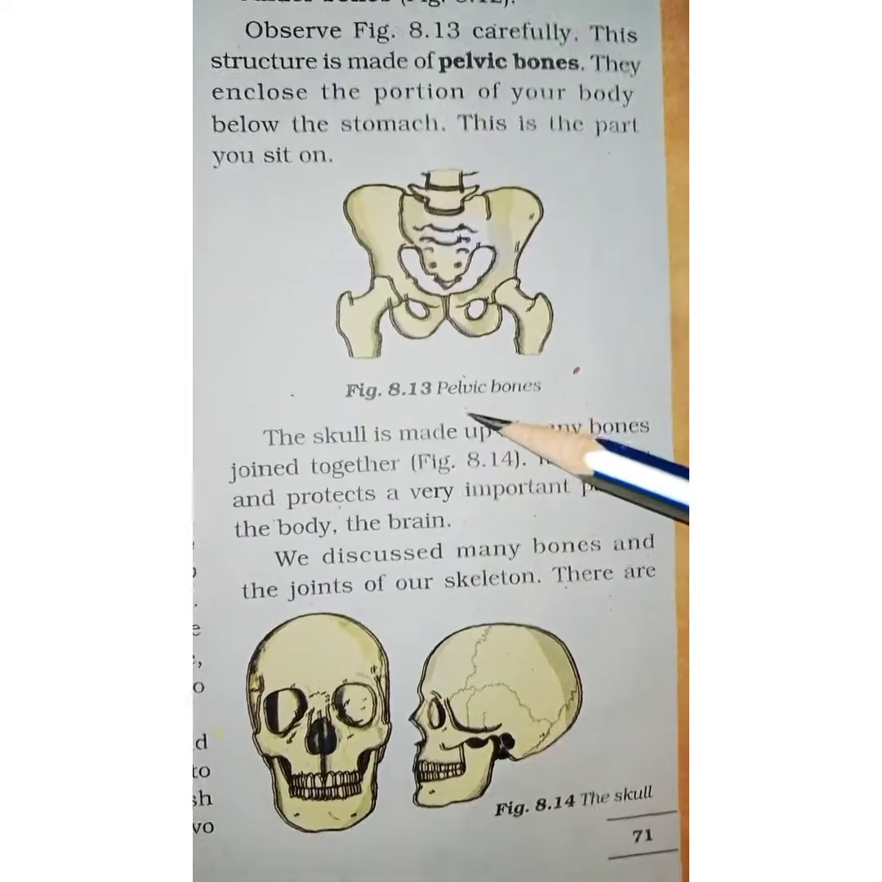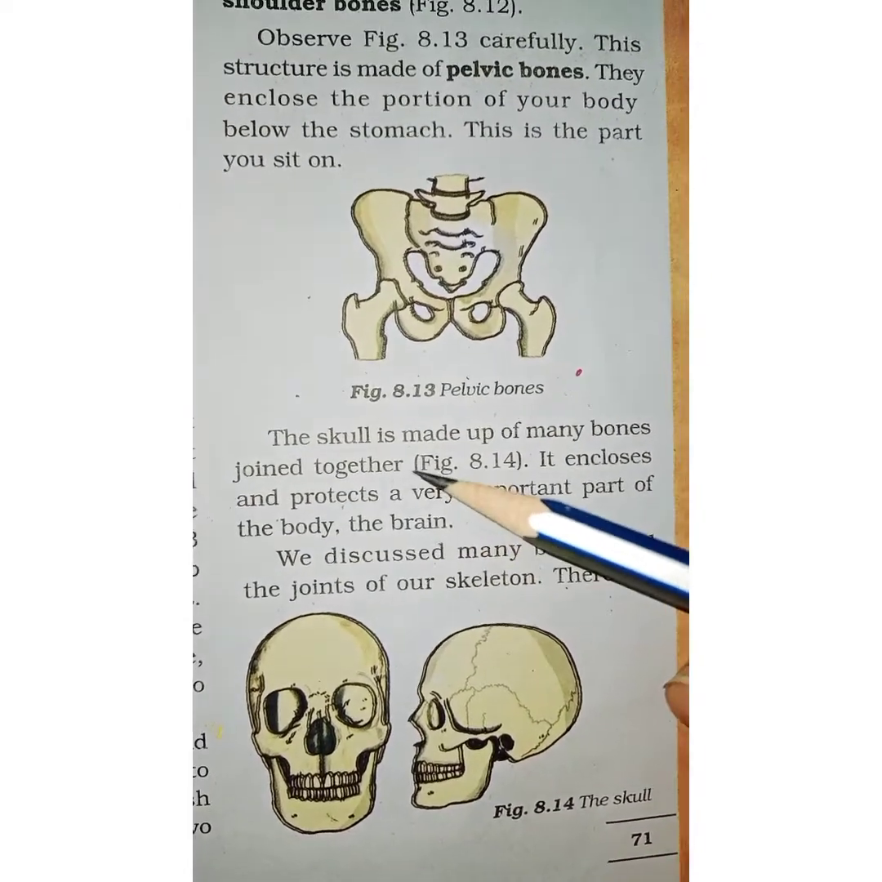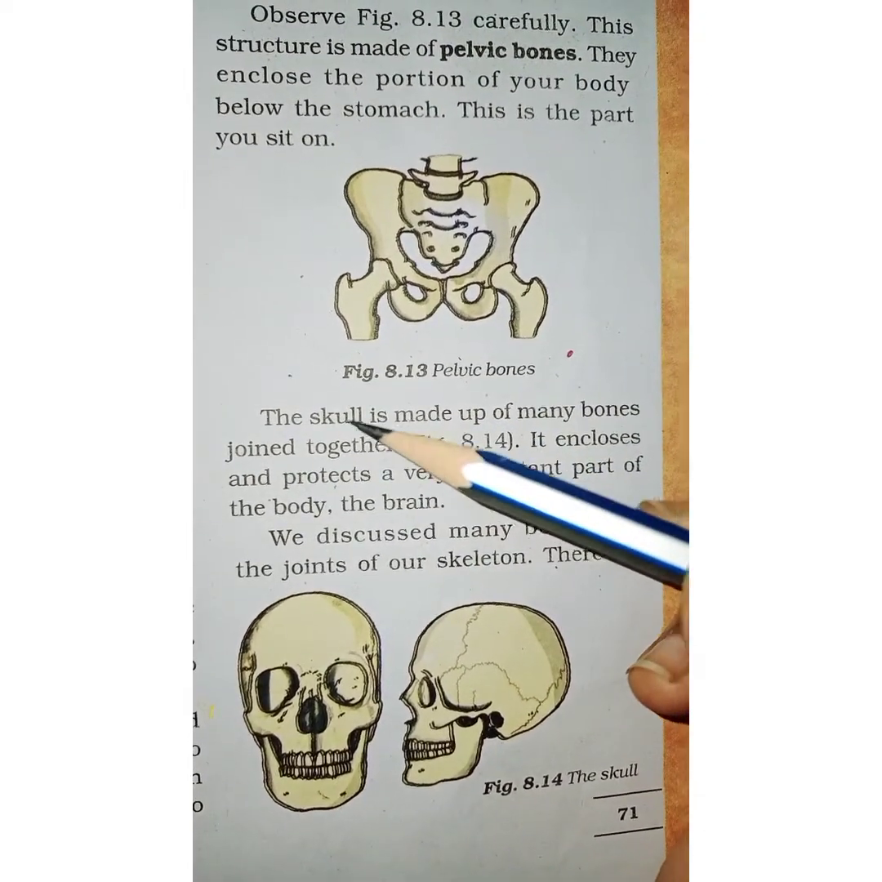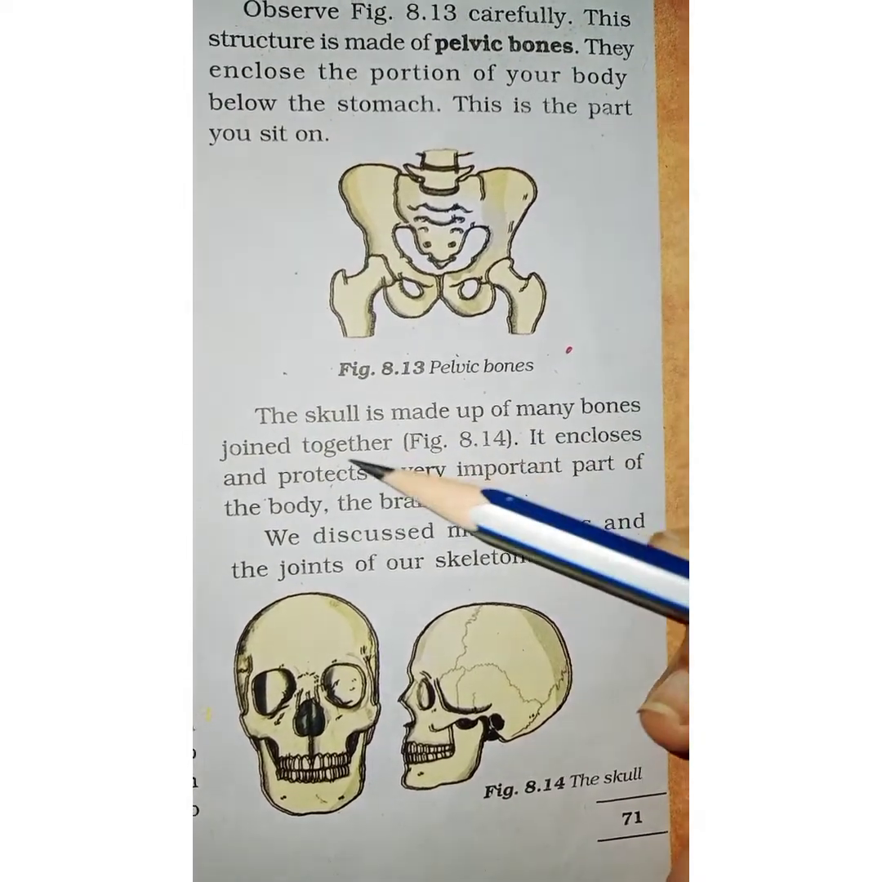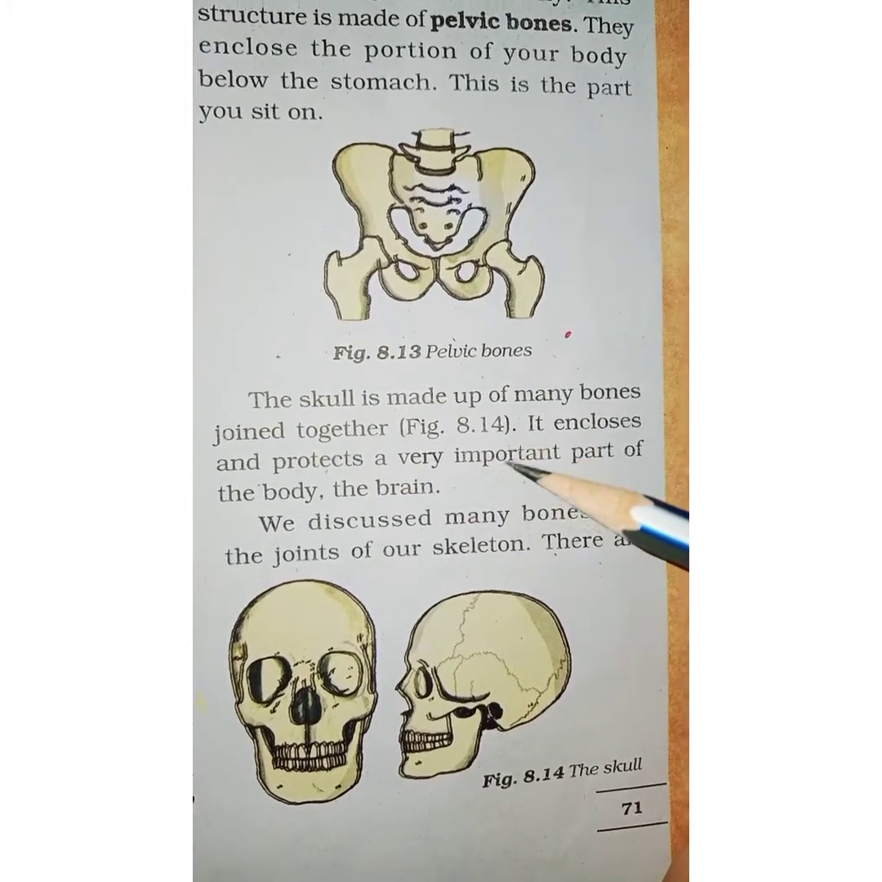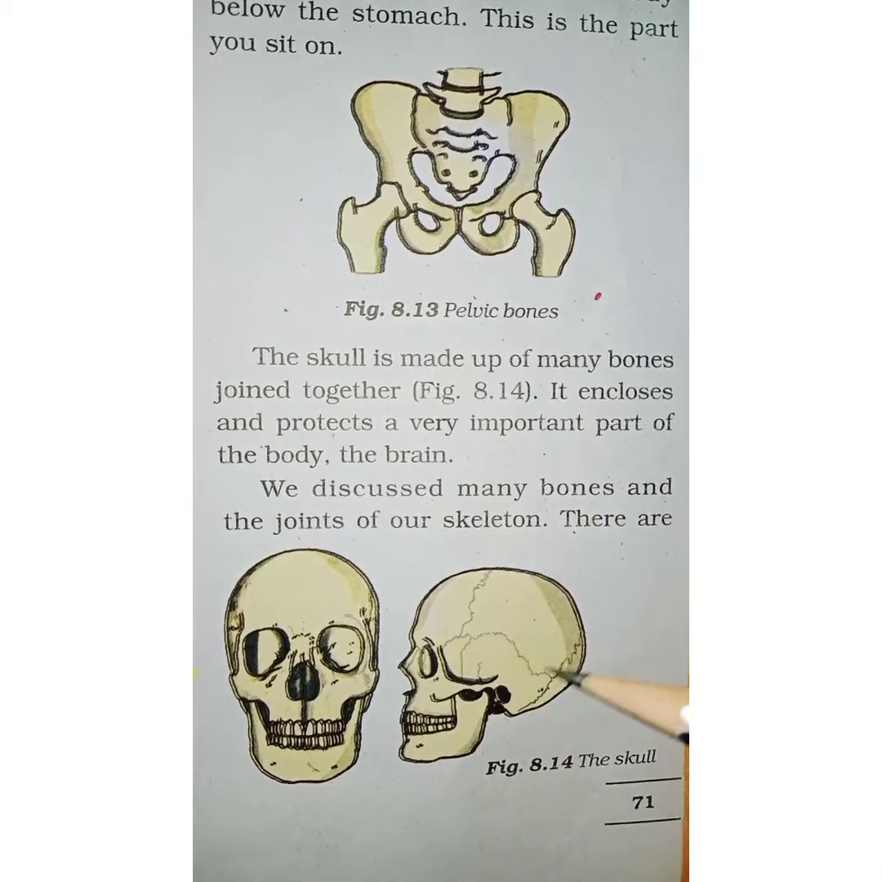The next bone is the skull. Let us look into the skull. The skull is made up of many bones joined together. In figure 8.14, as you can see, this is the skull.